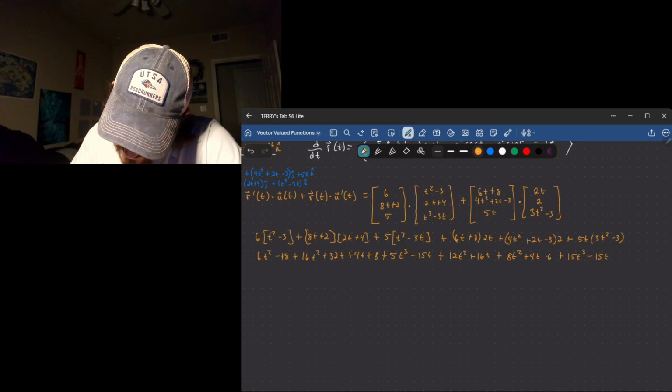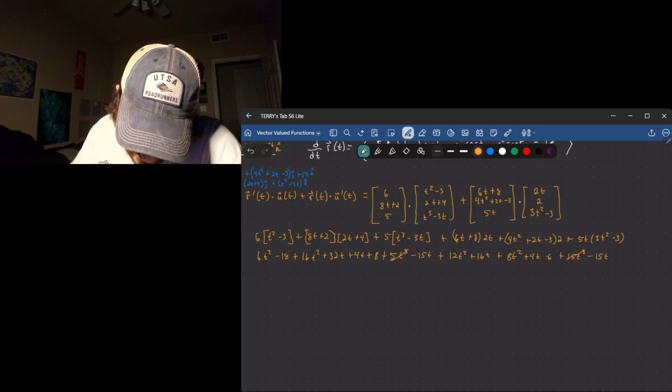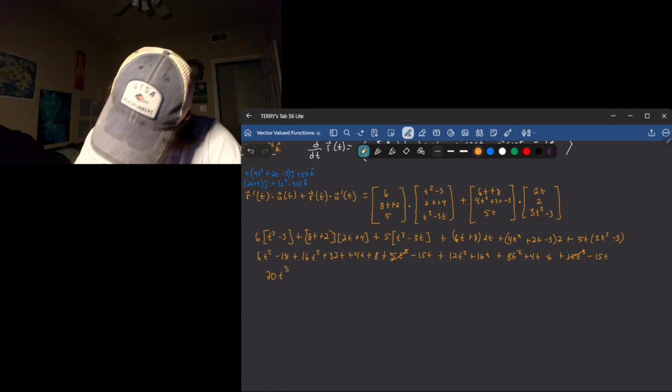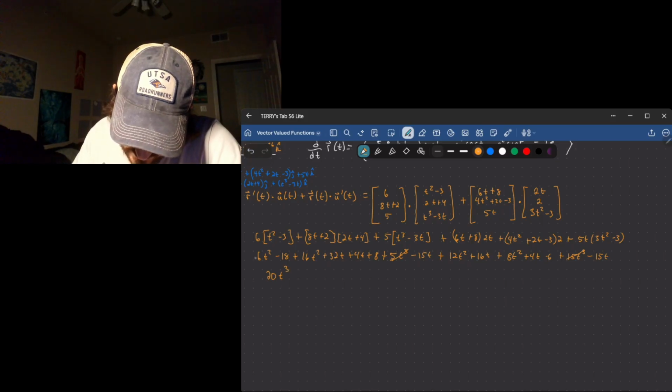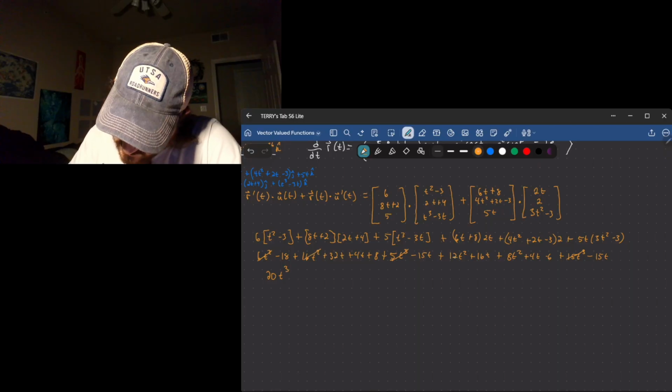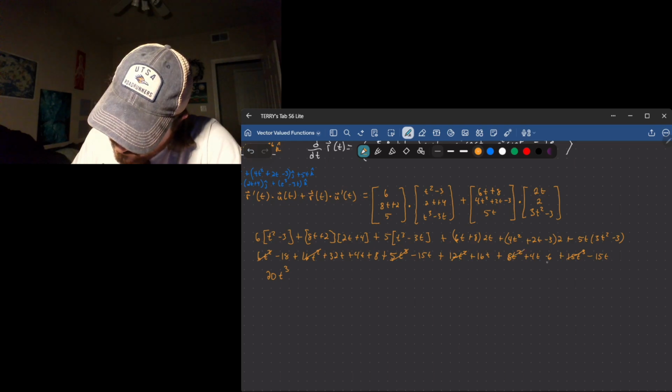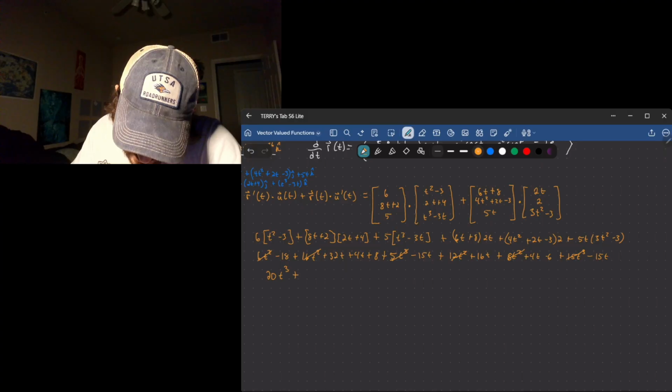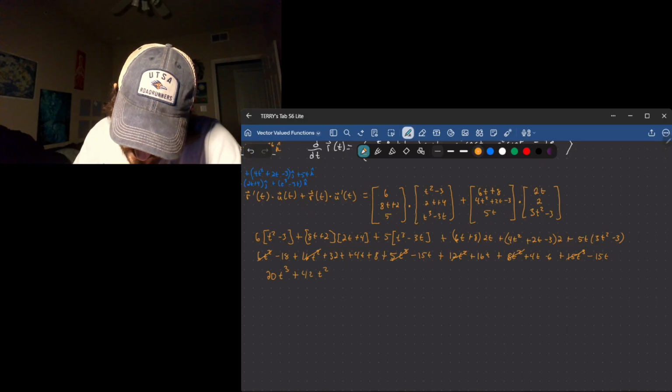So we'll start with our highest term. We get 5t cubed and 15t cubed, so we got 20t cubed, right? Both positive. Okay, so now we do 6t squared plus 16, so that's 22t squared. Cross those out so I know we did them. 22 plus 12 is 34, plus 8 is 42. So we get plus 42t squared. 32t and 4t, that's 36.